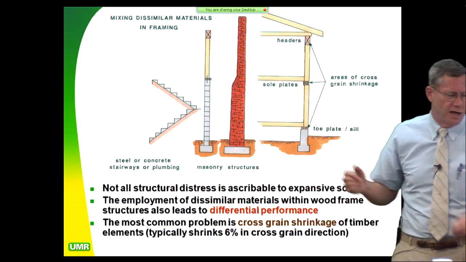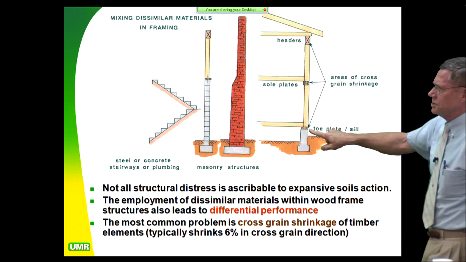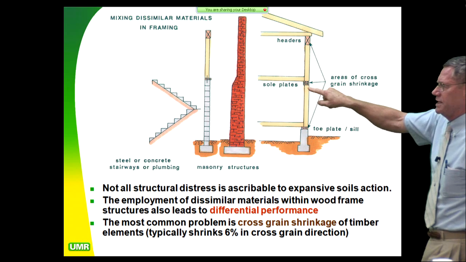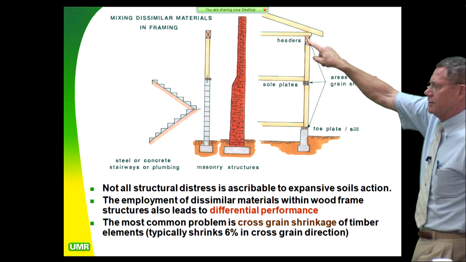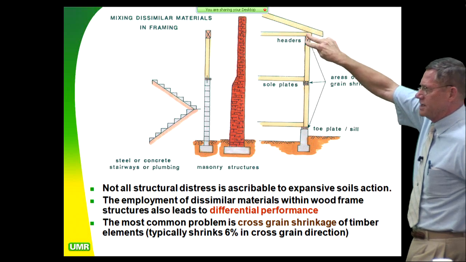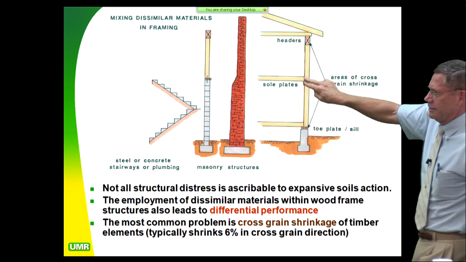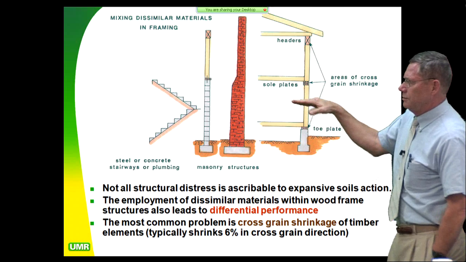Okay, this is what I was just talking about. If we actually look in here, here is your toe plate, then you come up to the first floor and you've got two sole plates here, especially if you've got a lot of windows. Doing the same thing up here. They may have a big header across here for a big opening. These guys are going to do a lot of cross-grain shrinkage, 6% at each one of those. You're going to get considerable movement.